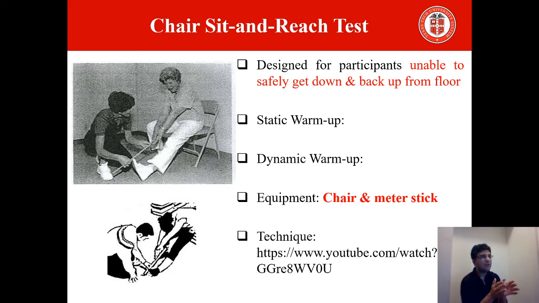Instead of a sit and reach box, we are using a chair and a meter stick. The person will sit on the edge of the chair as shown here, with one foot lying flat on the ground and the other leg lying straight with the heel making an angle of 90 degrees, and one hand on top of another, and then that person tries to flex as much as possible.